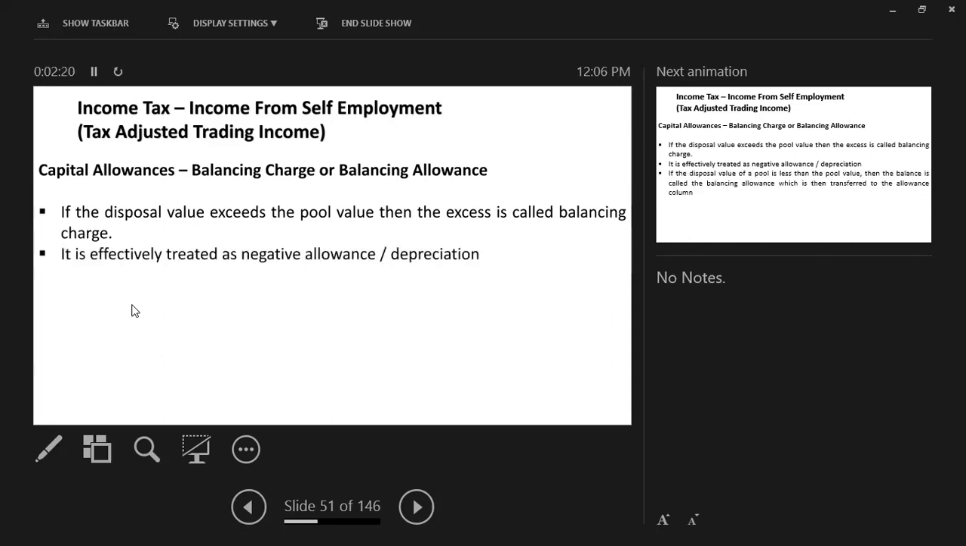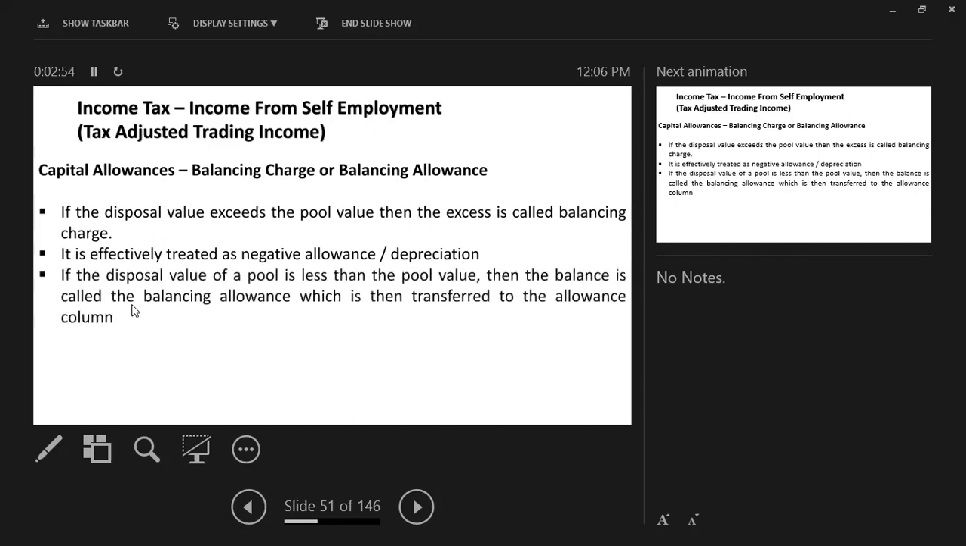The next point, please write, it is effectively treated as negative allowance or depreciation. We're talking about balancing charge. Next point, please write, then I'll explain.